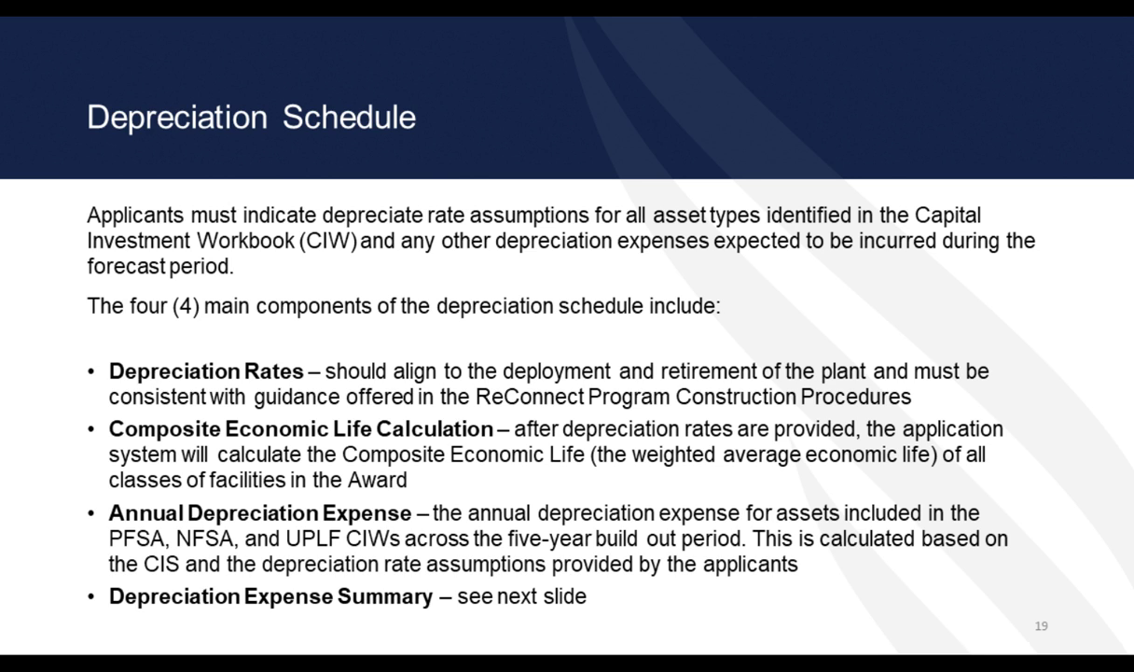The third component to the depreciation schedule is the annual depreciation expense, which is the annual depreciation expense for assets included in the PFSA, NFSA, and UPLF CIWs across the 5-year build-out period. This is calculated based on the CIS and the depreciation rate assumptions provided by the applicant. Finally, the depreciation expense summary is the fourth component.